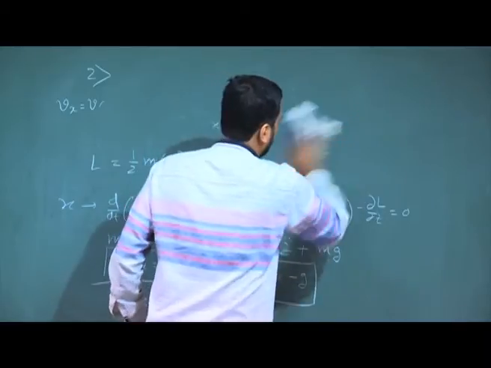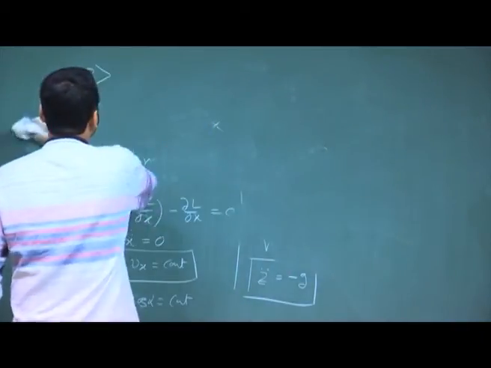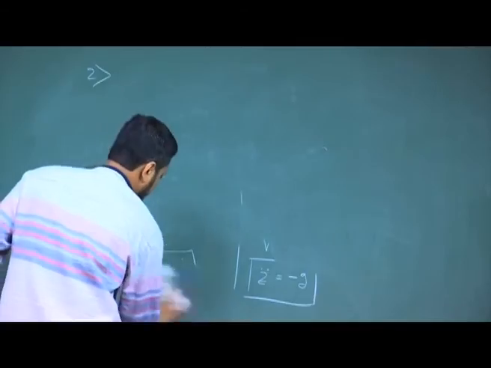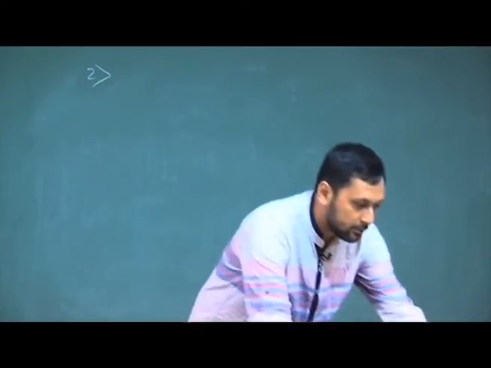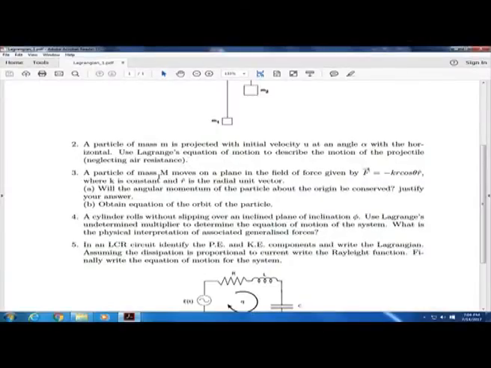Now, so the second problem is solved. Let us move to the third problem. The third problem is: a particle of mass m moves on a plane in the field of force given by F is equal to minus k r cos theta r cap, where k is a constant and r cap is the radial unit vector. Will the angular momentum of the particle about the origin be conserved? Justify your answer, and then we have to obtain the equation of orbit for this particle.